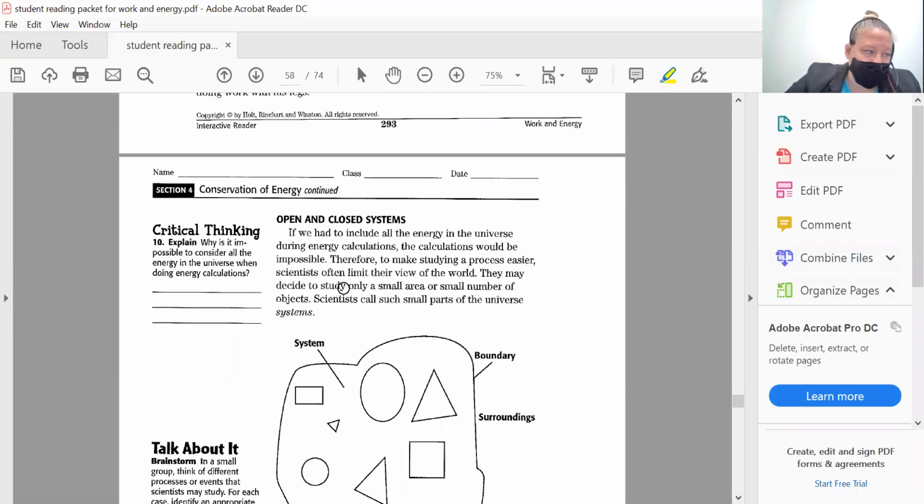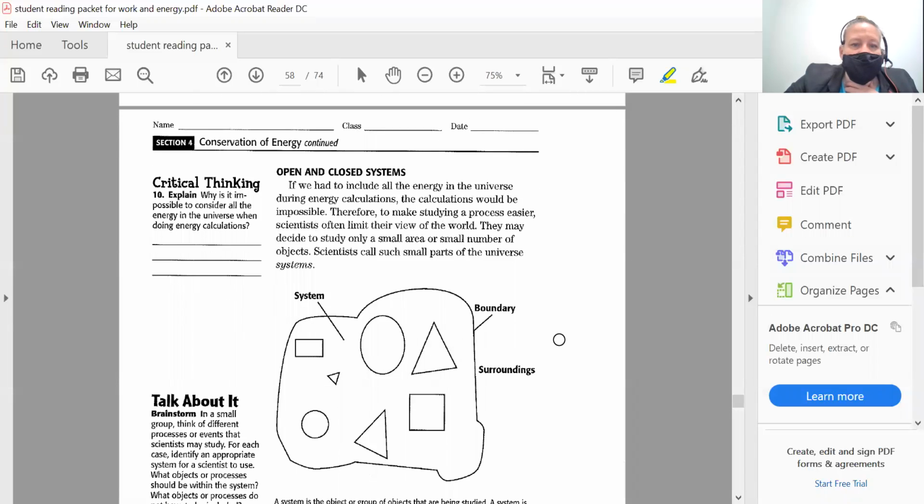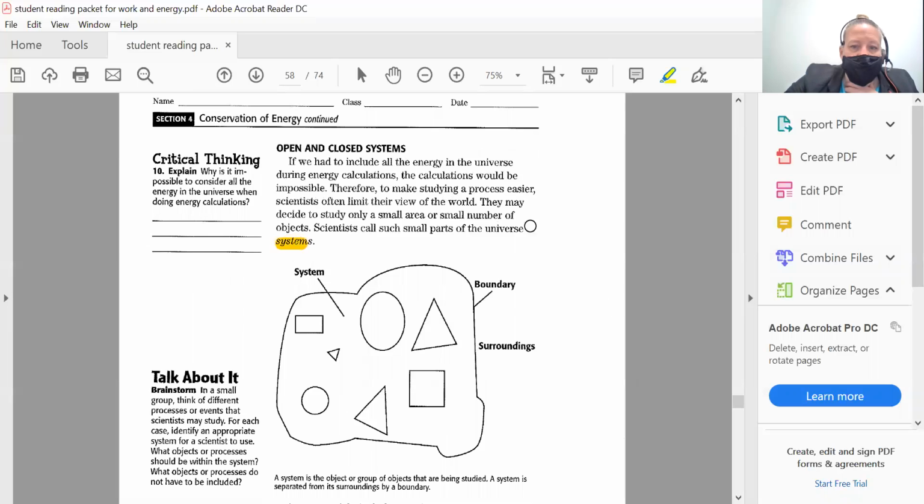Open and closed systems. Okay. If we had to include all the energy in the universe during every calculation, during energy calculations, the calculations would be impossible. Therefore, to make studying a process easier, scientists often limit their view of the world. They may decide to study only a small area or small number of objects. Scientists call such small parts of the universe systems. Okay, so this whole thing is a system, okay?